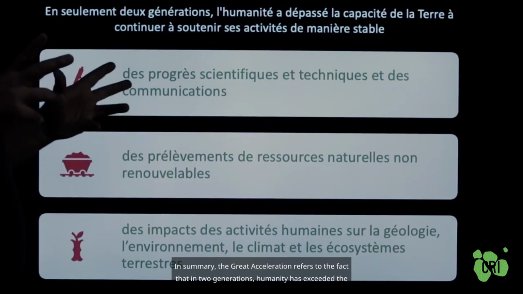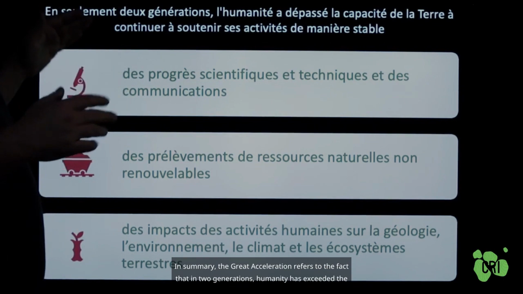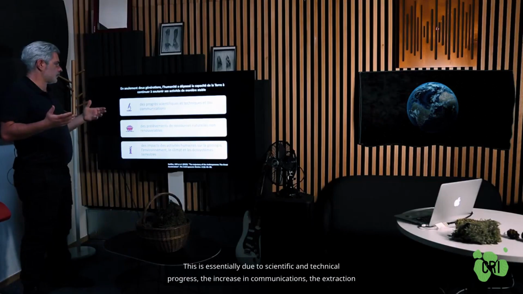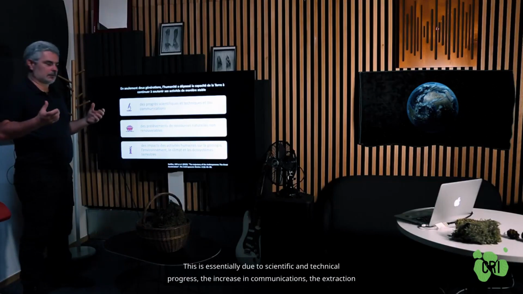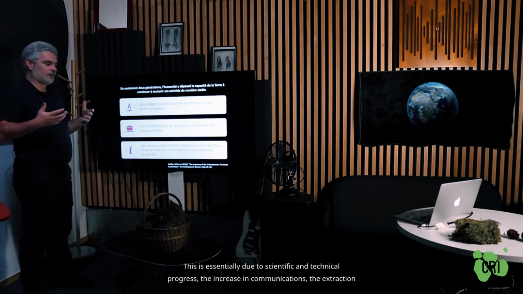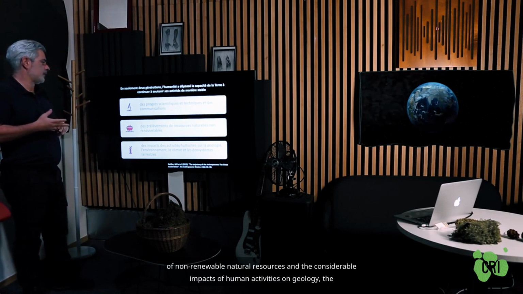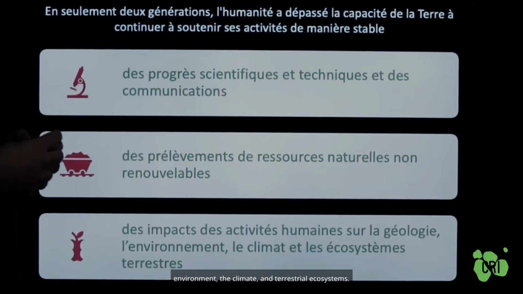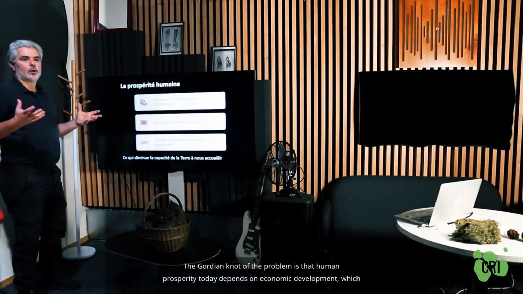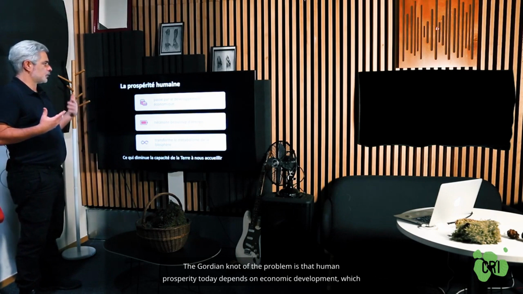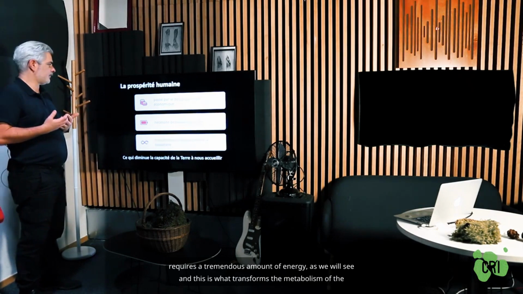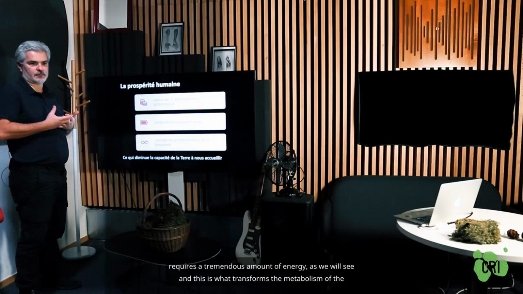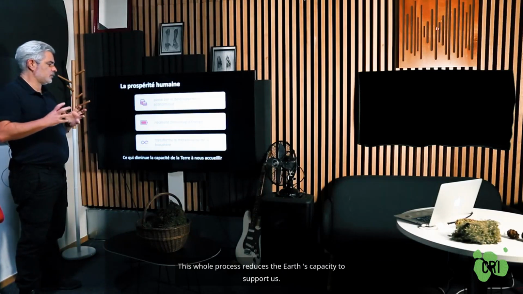In summary, the great acceleration refers to the fact that in 2 generations, humanity has exceeded the Earth's capacity to sustain its activities in a stable manner. This is essentially due to scientific and technical progress, the increase in communications, the extraction of non-renewable natural resources, and the considerable impacts of human activities on geology, the environment, the climate, and terrestrial ecosystems. The Gordian knot of the problem is that human prosperity today depends on economic development, which requires a tremendous amount of energy, as we will see, and this is what transforms the metabolism of the biosphere. This whole process reduces the Earth's capacity to support us.